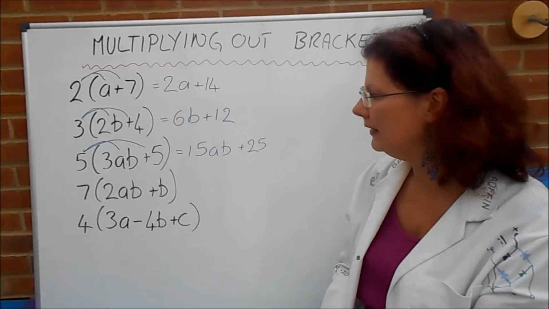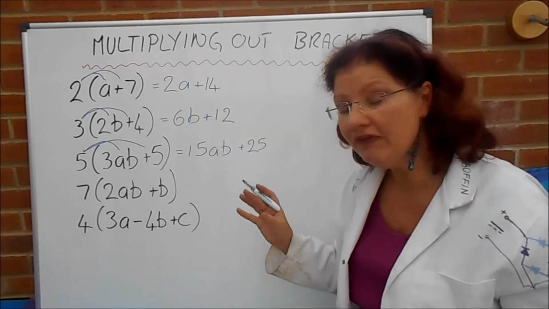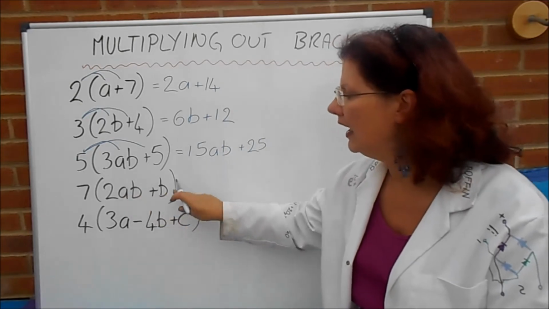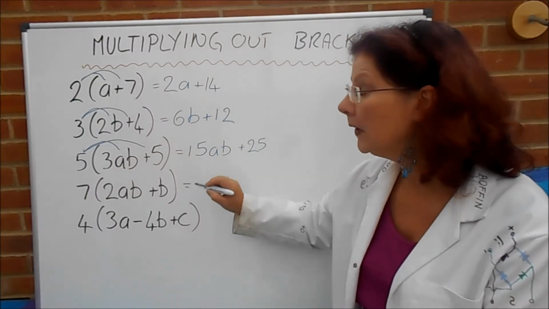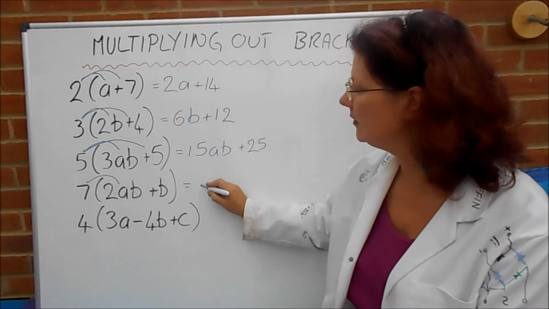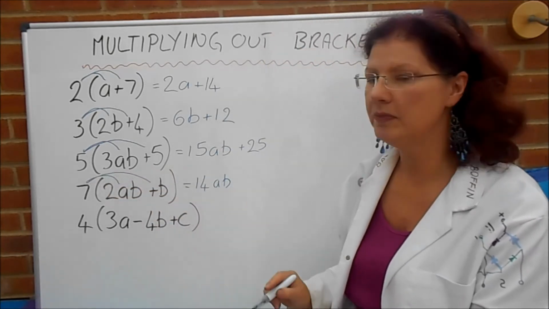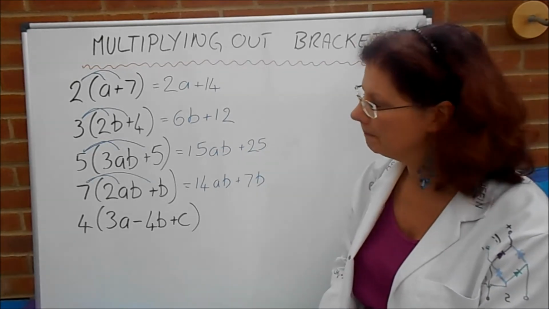Okay, this next one down here, similar kind of thing, except we've got a letter here, not a number. That's totally fine. Letters, numbers, they all work exactly the same. So I'd like you here to please pause the video and have a go at that one on your own. Do that now, please. Welcome back. Hopefully you got, assuming you know your 7 times table, 7 times 2 times a times b gives you 14ab, and 7 times b, dead easy, 7b.